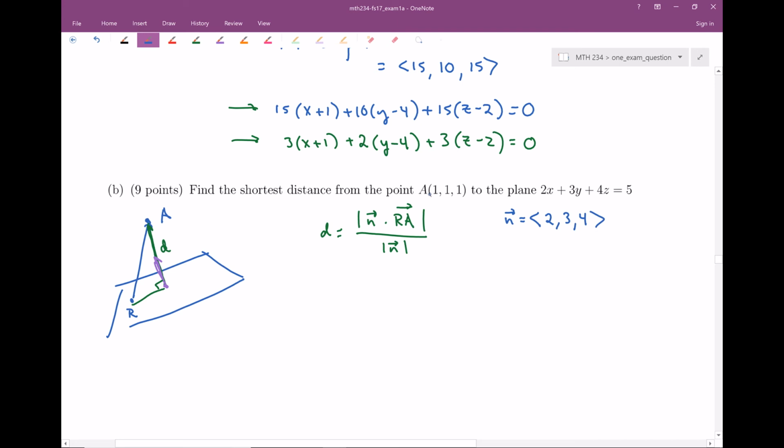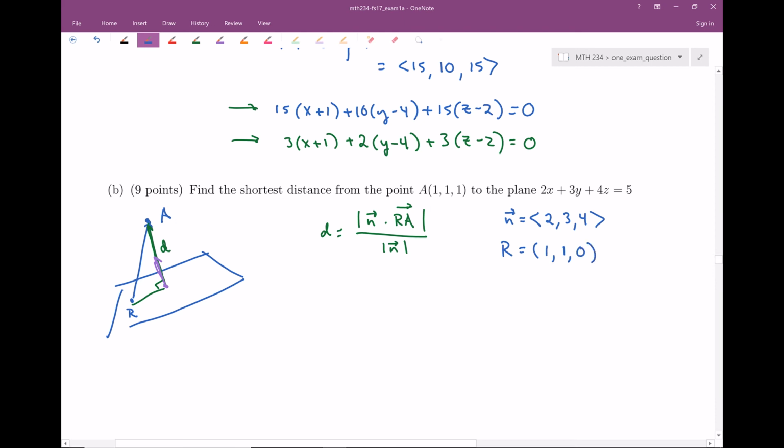Now I already know what A is, so in order to find RA, I need to know what R is. And R is just some point that's on this plane, right? There are lots and lots of options. The amazing thing about this formula is that no matter which R you pick, you get the same result, which is pretty remarkable. So I'm going to choose a point R that lives on this plane. My favorite one is going to be 1, 1, 0.